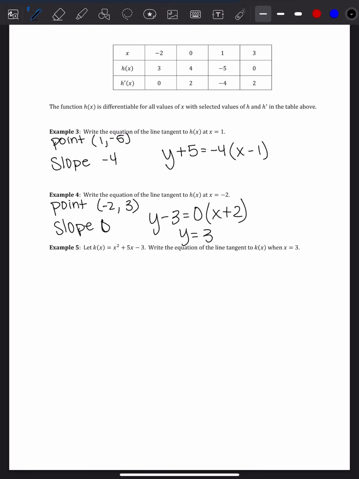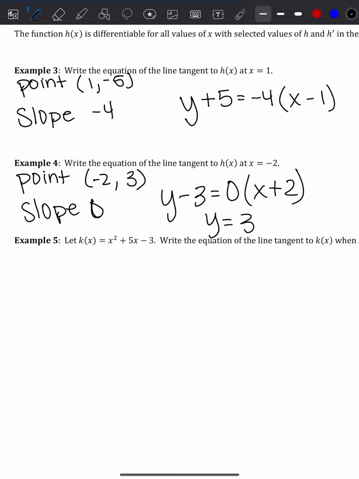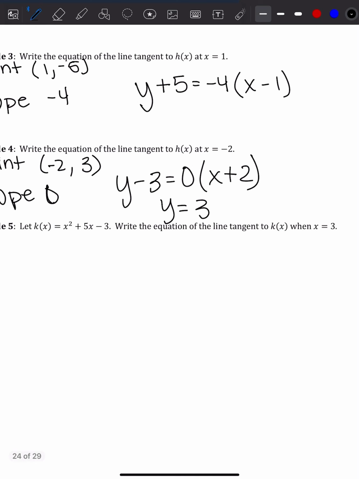So we went through, we found ones where the derivative was given to us or we were already given an equation to work with. This time, all we are given is our starting equation k of x. So let k of x equal x squared plus 5x minus 3. Write the equation of the line tangent to k of x when x is equal to 3.